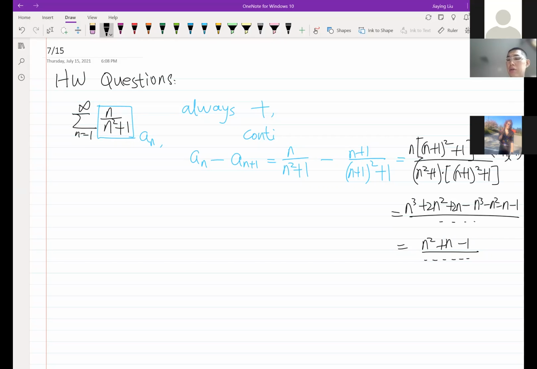So for n greater than or equal to 1, the numerator is always positive and the denominator is always positive. Therefore the difference is always positive, so it's always decreasing. That's the reason. And how did you know the numerator, n squared plus n minus 1, was positive? Keep in mind that n is from 1 to infinity, right? So the smallest is n equals 1. If you put 1 there, you get a positive value, and when you put in larger values, it's more positive, right? Okay. Yep.